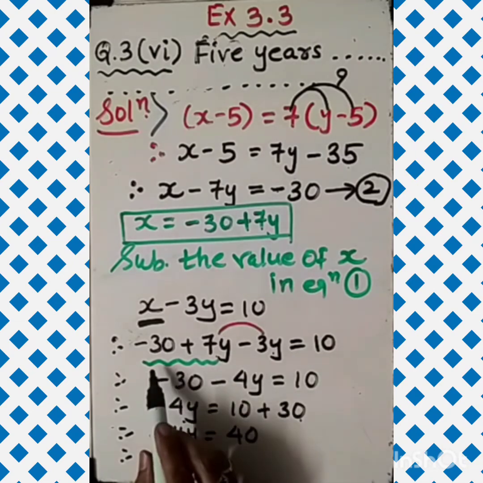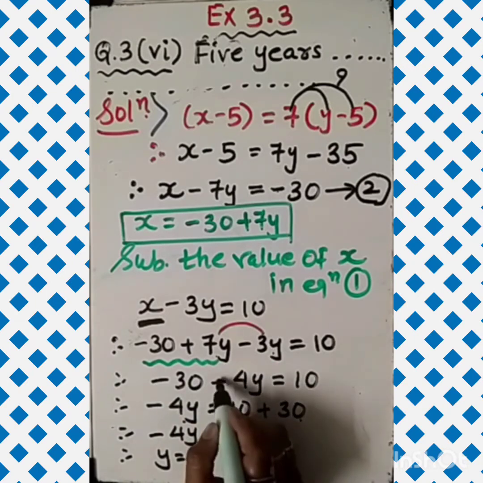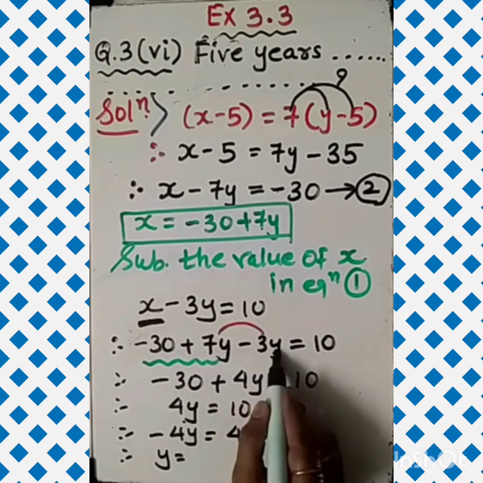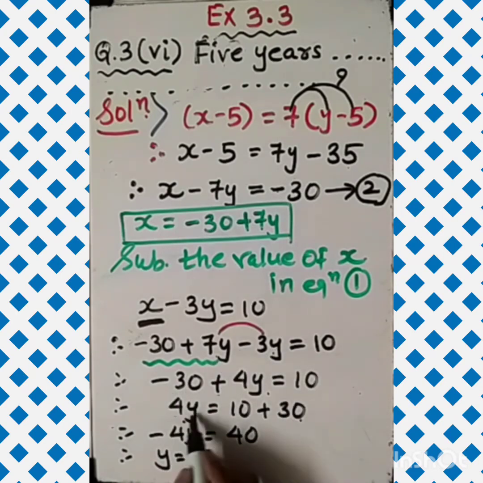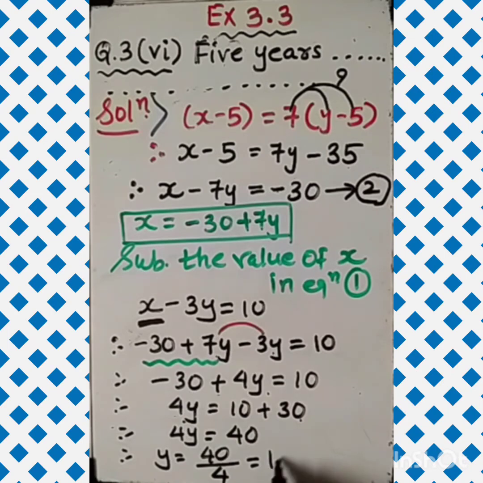Did I make any mistake in writing somewhere? Oh yes, here it is plus. Here this is plus 7y minus 3y, plus 4y. Okay, so 10 plus 30 is 40. So y equal to 40 divided by 4. It gives the result 10. Fine. So the final answer we need to write in statement form.